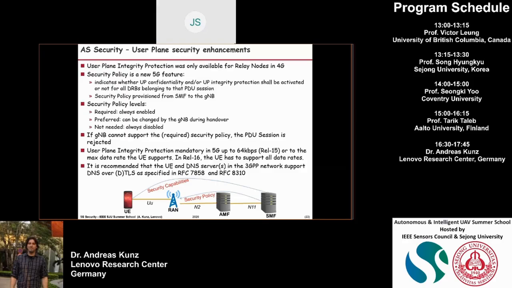In any case, in order to prevent the attack of DNS hijacking, which was only possible because user plane integrity protection was not available, it was now recommended in Release 16, in addition, that the UE and the 3GPP DNS server should support secure DNS, which means that the DNS is over DTLS. This requires some pre-configuration of the UE with some credentials.